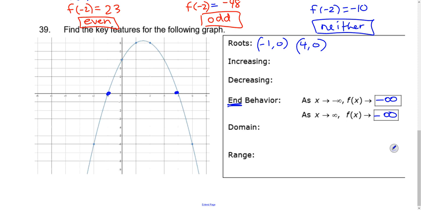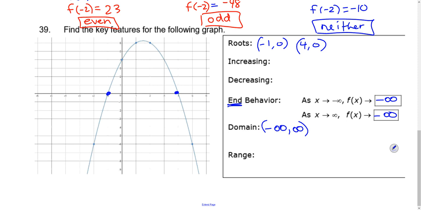Now, domains. If you're doing a domain of a parabola, these are easy because they never change. The domains for these shapes are always negative infinity to infinity. That's something you can just memorize. If you ever see a parabola, don't care if it's facing up or down, domain is always negative infinity to infinity because it goes left forever and it goes right forever.